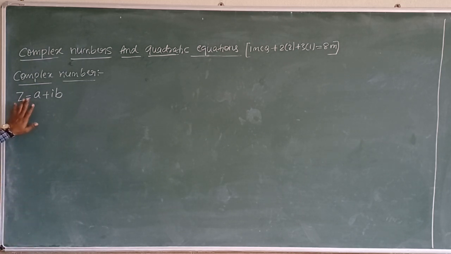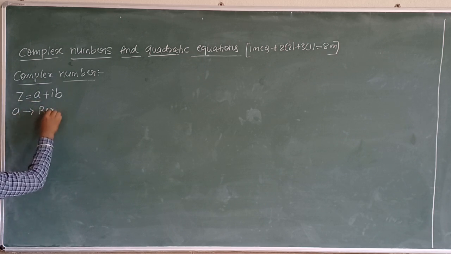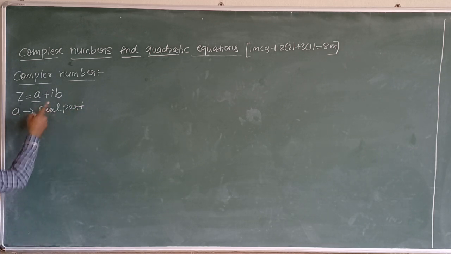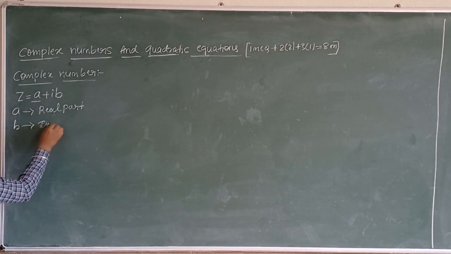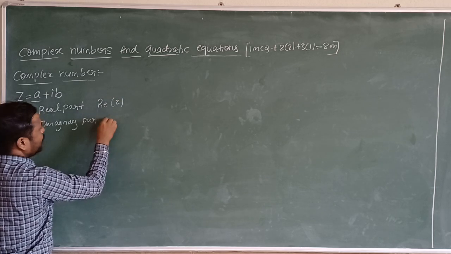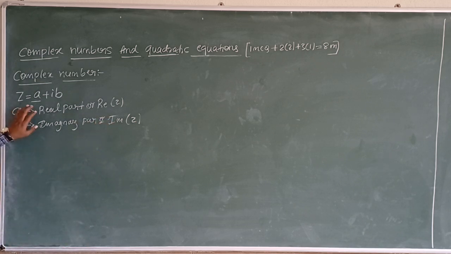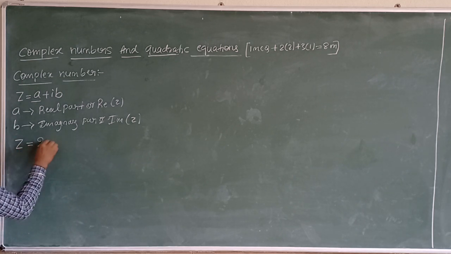This is the representation of a complex number, z is equals to a plus ib, in which a is said to be the real part, and b is said to be the imaginary part. That is the real of z and the imaginary of z. The complex number is in the form z is equals to a plus ib, where a is the real part and b is the imaginary part, right? Take a particular example of a complex number, z is equals to 2 plus i3.